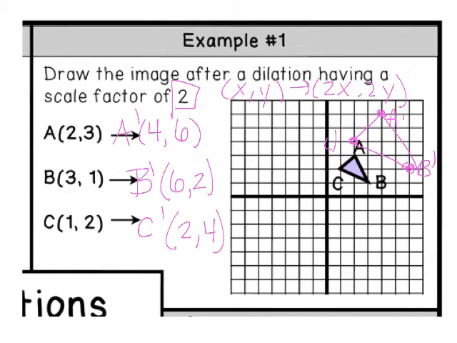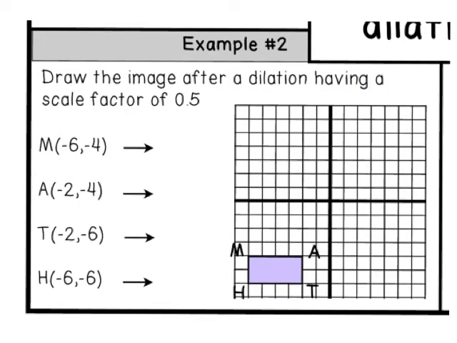Yes, the location moved, but that's only because it got bigger. All you're doing is making the side lengths longer by a scale factor of 2. And this is similar now, not congruent. All right, example 2. Draw the image of a dilation having a scale factor of 0.5, which is the same as 1/2.